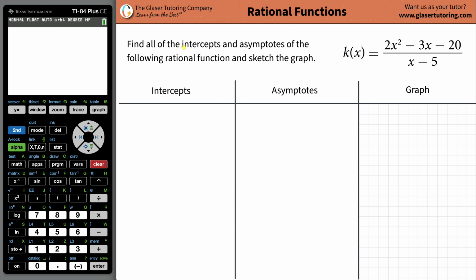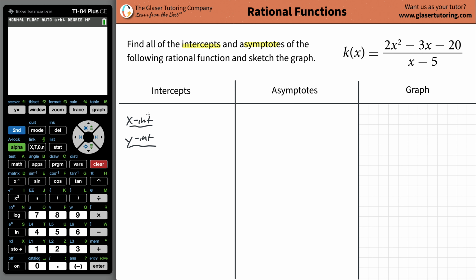Today I'd like to teach you how to find the intercepts and the asymptotes of the following rational function of 2x squared minus 3x minus 20 all over x minus 5. So the first thing is, why don't we focus on the intercepts? When we want to find the intercepts, we want to find both the x-intercepts and the y-intercepts. Now the process for finding each is slightly different, but they both have some similarities.